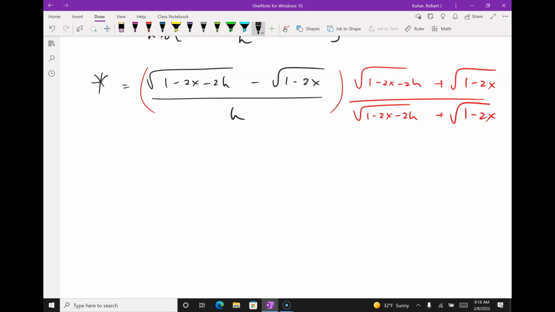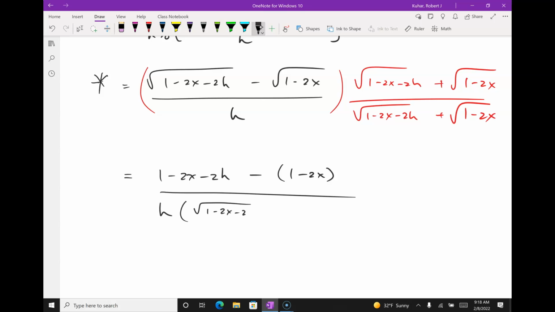All right, so I'm going to distribute upstairs, and I get the first argument squared minus the second argument squared. Be careful about parentheses.